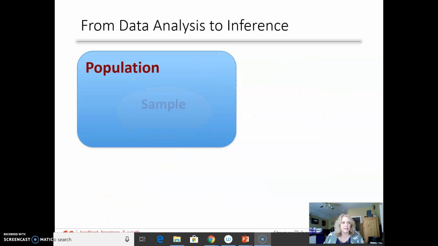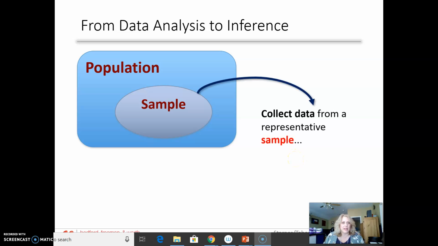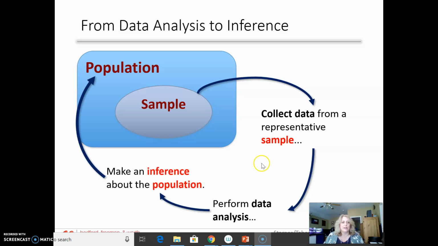Our goal here is to take a population, and from that population to take a sample. We collect data from that representative sample. The key word here is representative. We want a sample that as much as possible reflects what the population looks like. Then we perform an analysis on that data, and hopefully we can make some inference about the population we took the data from, if we do it in a proper way. That's really what statistics is all about: getting a picture of what's actually happening without asking the whole population.